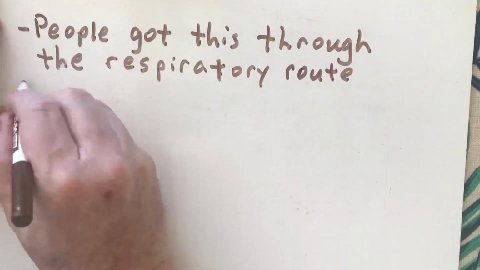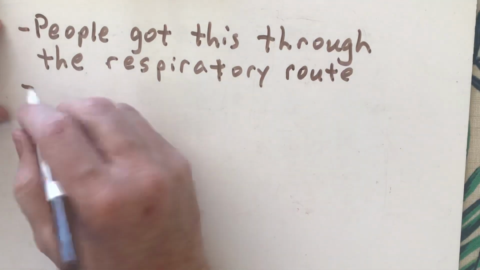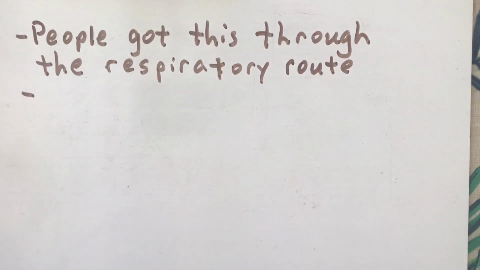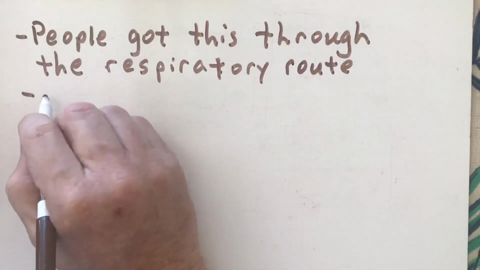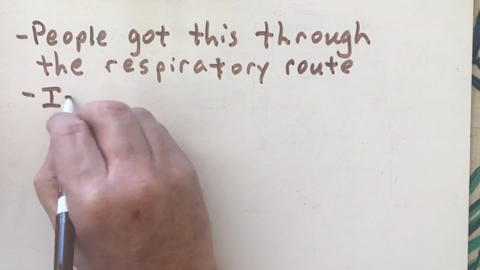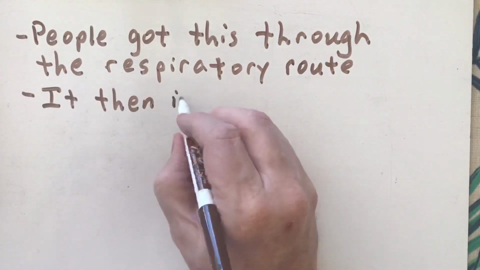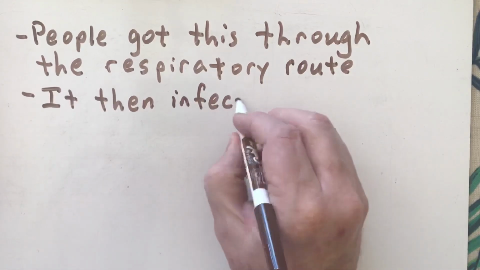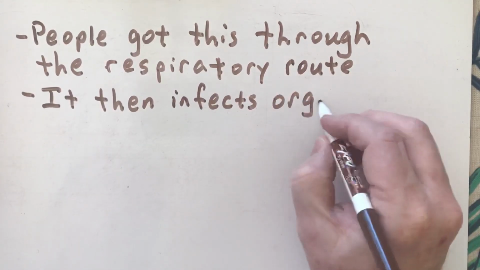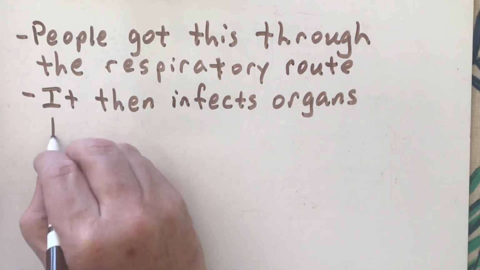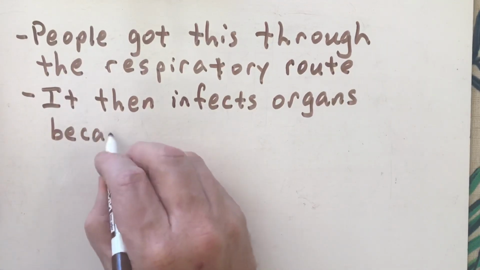Okay? And then the other thing is, once they breathe it in, it affects organs. Normally it's going to affect the lungs, but as you know, the lungs are responsible for putting oxygen into blood, so it's not hard for this to get into blood. So they get it through the respiratory route, it then affects organs. Okay? Because it gets into the bloodstream. And once something's in the bloodstream, it can go anywhere in the body.